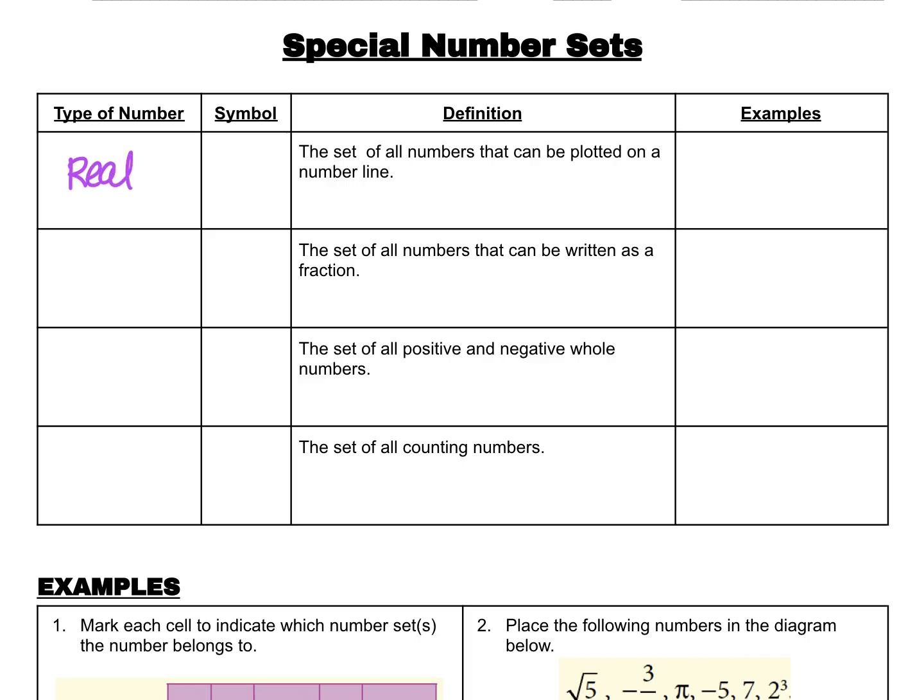The symbol for real numbers is a R, and I call it a double-sided R. And that is basically the set of all numbers that can be plotted on a number line. So you can plot 2, you can plot 2.5, you can plot fractions on a number line, so any number.